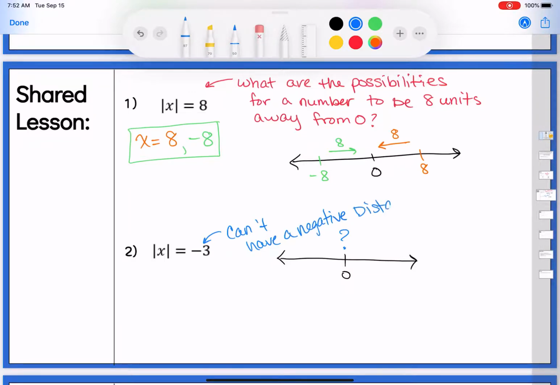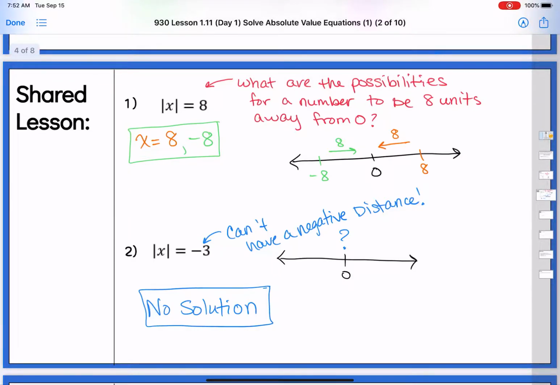It will never work. There are no possibilities where the distance from 0 is a -3. So you do have to be careful. There are some situations with these absolute value equations that don't work. This would be a no solution. Whenever you have an absolute value equal a negative number, that's when you have a no solution. So you got to keep your eyes open and be ready for those possibilities to pop up.